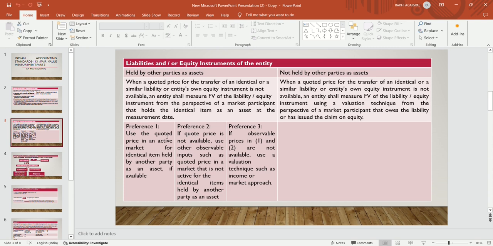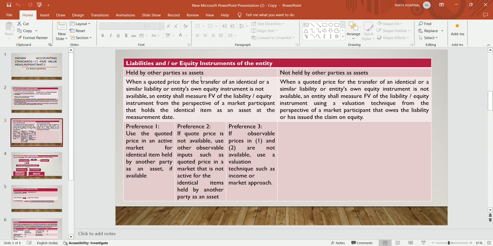If that is also not possible, then you will go for preference 3. If observable prices, that is 1 and 2, are not available, use a valuation technique. Valuation technique means the present value of the future cash flows. Use the present value by using various formulas like the Gordon formula, Black-Scholes rules, such as the income approach or market approach. In this way you will find out the liability held by another party as an asset.